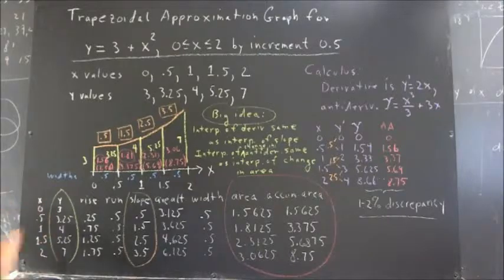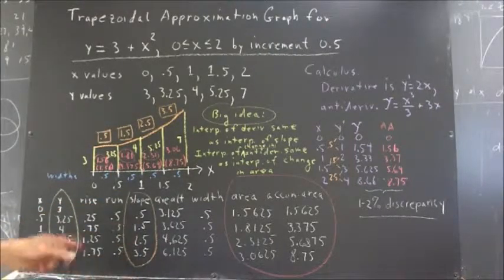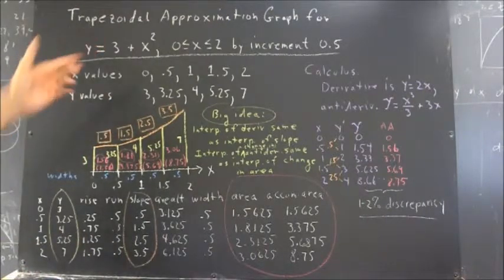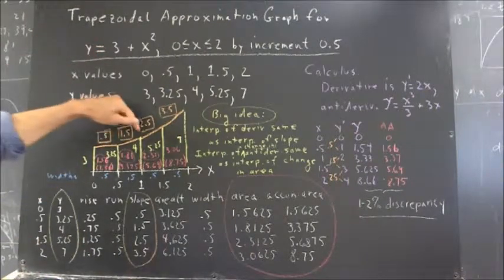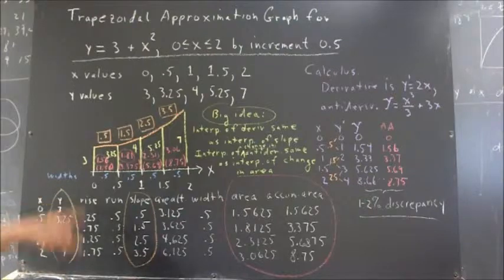Then maybe we go to a table. Maybe we can do these in our head, depends on the situation. We do a table where we have x and y values, and it's useful to calculate the rise, the run, and then the slope. The rise being from 3 to 3.25, the rise is 0.25. From 3.25 to 4, we're going up by 0.75. We get this rise, and so forth.